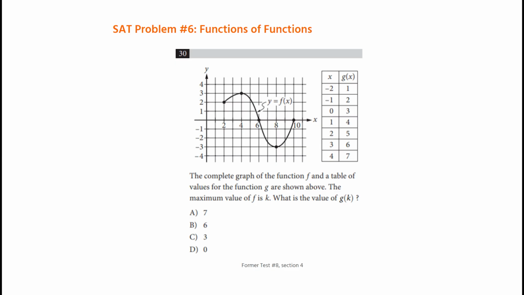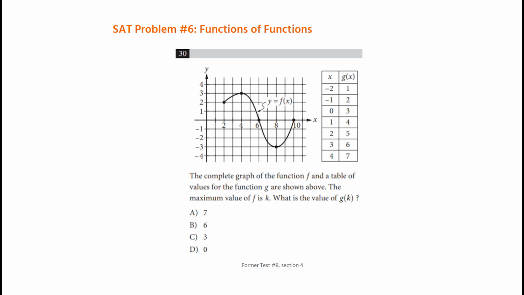So the problem gives us a graph and table and says the complete graph of the function f and a table of values for the function g are shown above. The maximum value of f is k. What is the value of g of k? 7, 6, 3, or 0.